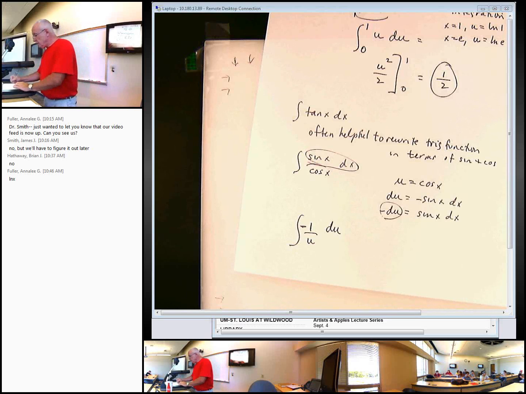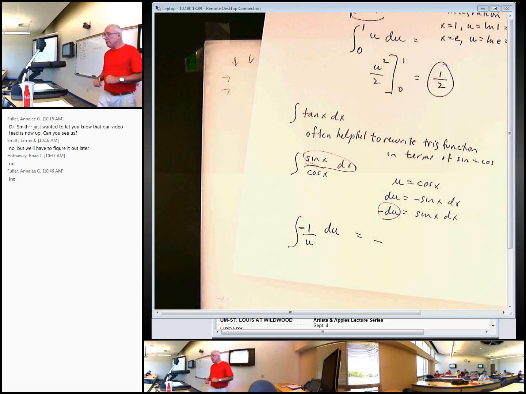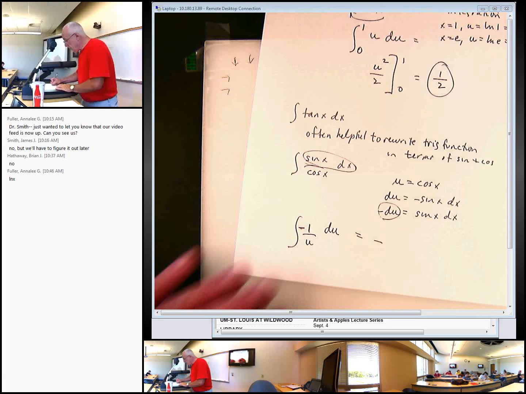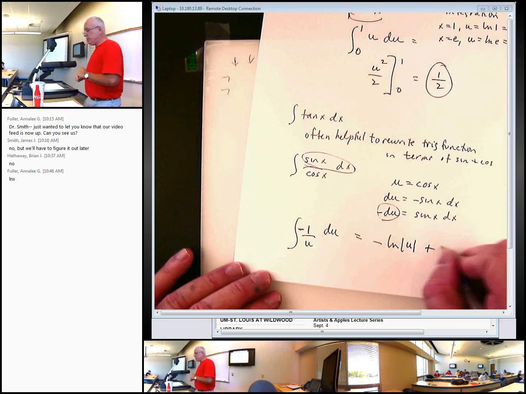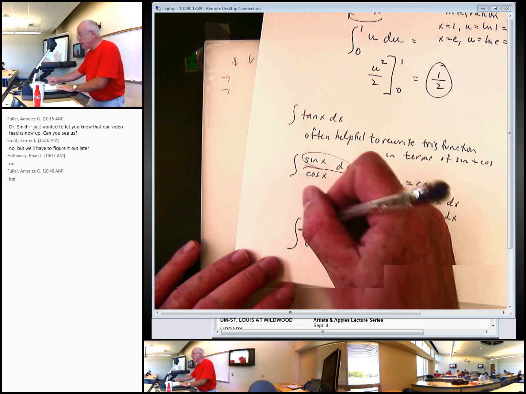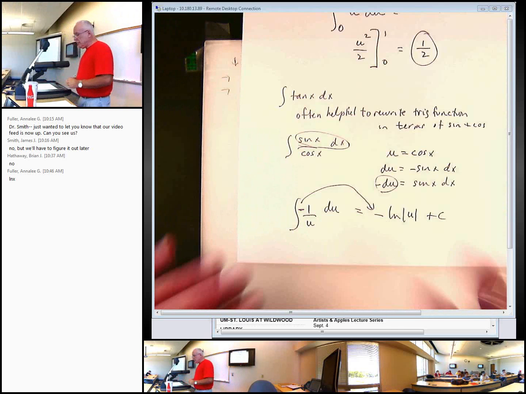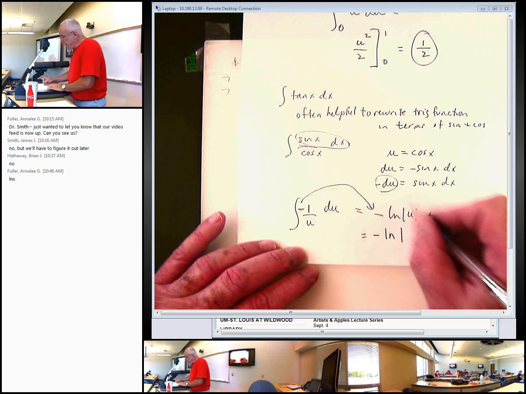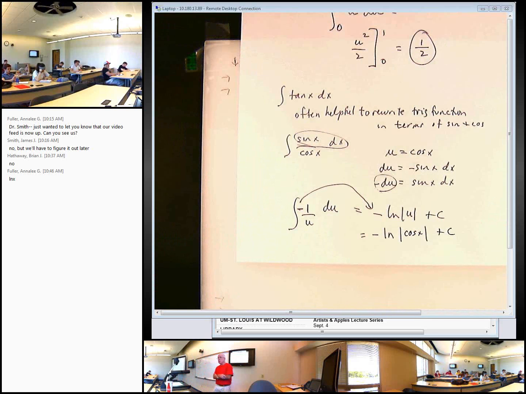All right, and then this becomes an easy integral to do. We keep our minus sign here, but what's the antiderivative of 1 over u? It's the natural log, ln of the absolute value of u, plus the capital C. So don't drop the minus sign here from your antiderivative. All right, then let's go on and replace the u with what we had set it as. So this is minus the natural log of the absolute value of the cosine of x plus C. Okay?